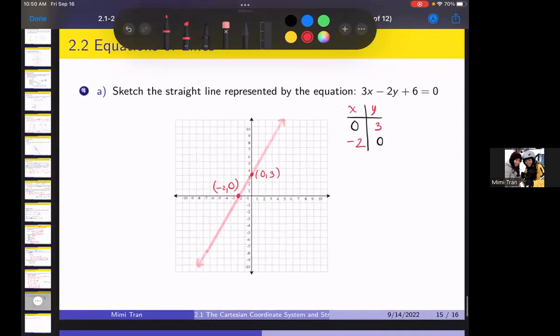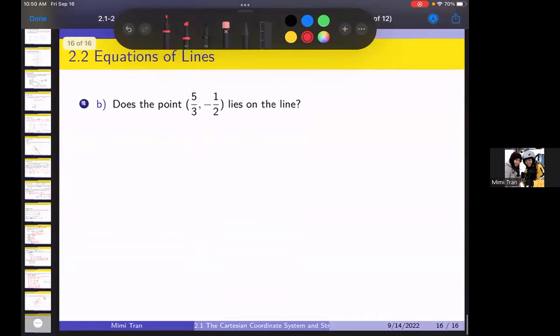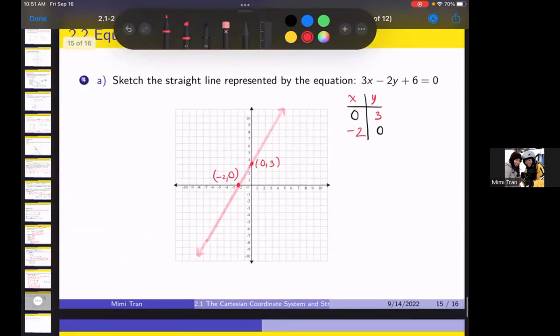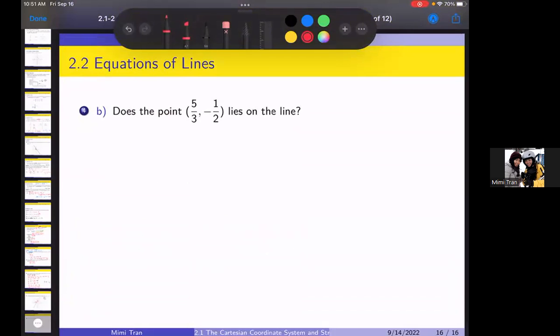Do you have any questions? Easy enough. All right. Last slide. Does the point (5/3, -1/2) lie on the line? How do I know? How do I check if it lies on the line or not? Yeah, plug it in. If it equals 0, then it's on the line. If it's not, then it's not, right?